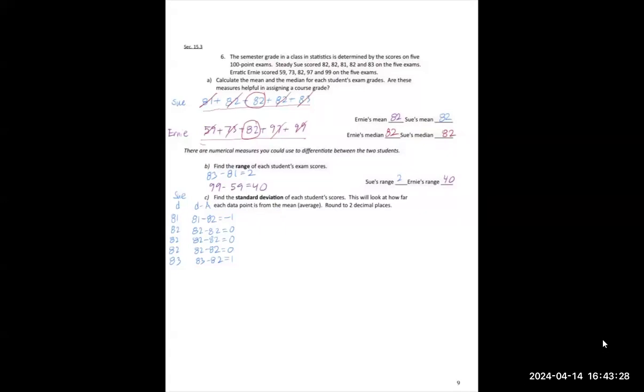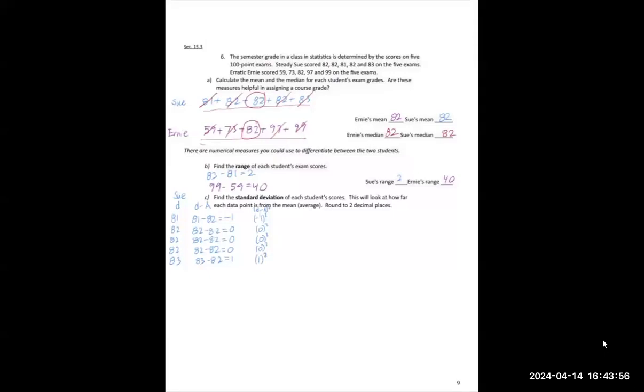I'm going to try to just write this really tiny, like D minus A squared. So it's -1 squared, 0 squared, 0 squared, 0 squared, because I already did the D minus A. So I'm just putting that answer in parentheses here for D minus A and just squaring it. And then 1 squared.